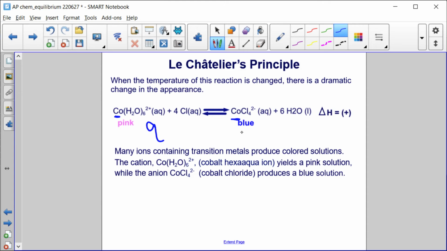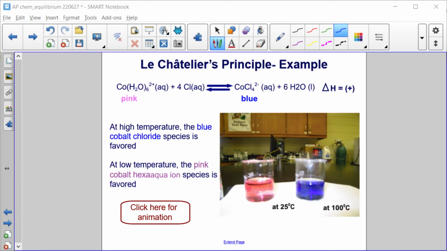So let's look on the next slide what happens when we increase or decrease the temperature. So if heat is a reactant, because it's an endothermic reaction, what happens at high temperature? If we increase the temperature, add heat, we need to use up the excess. When we use up that excess, we're going to produce more product and shift our equilibrium to the right. And so when that happens, this cobalt chloride ion species is favored and the solution will be blue.